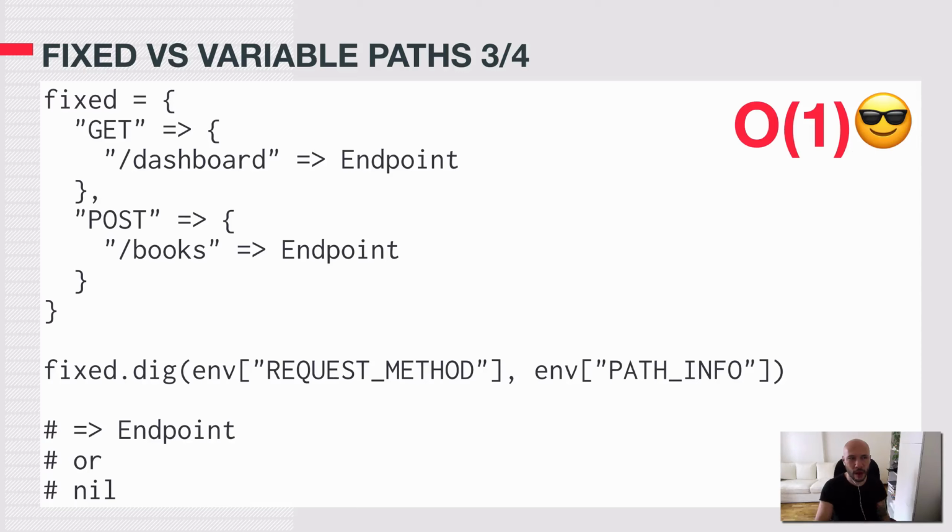I have the fixed routes. They are partitioned by GET, POST, and so on and so forth. So you have a two-level hash, right? And what the code does at runtime is invoke dig with the request method and the path of the incoming request, and it returns an endpoint if there is one, or it returns nil. In the successful case, it's all O(1). That's great performance. Otherwise, it returns nil and proceeds with the interpolation algorithms.